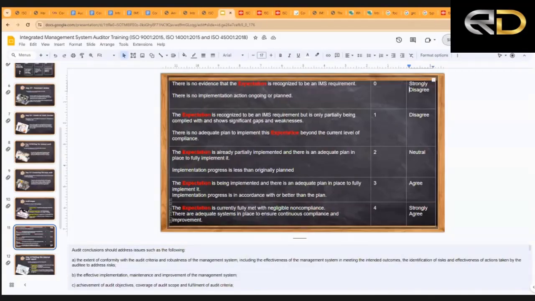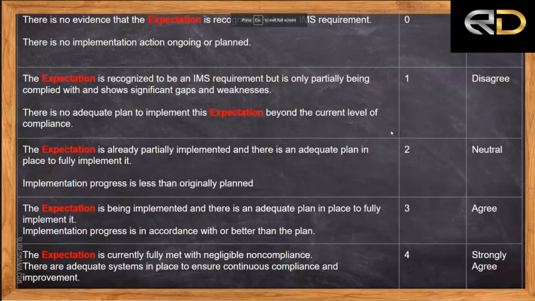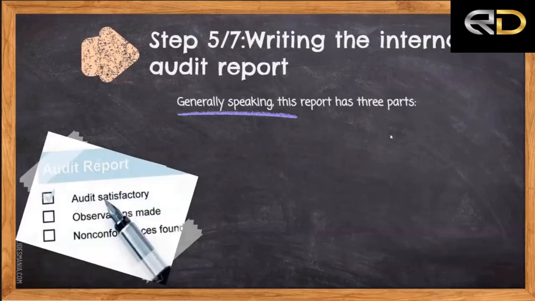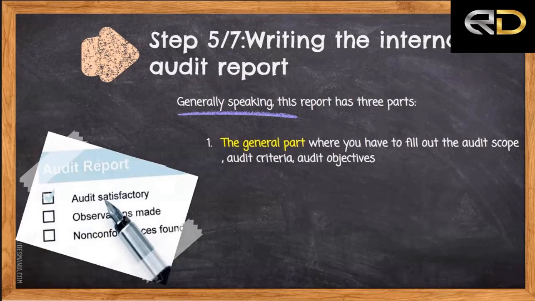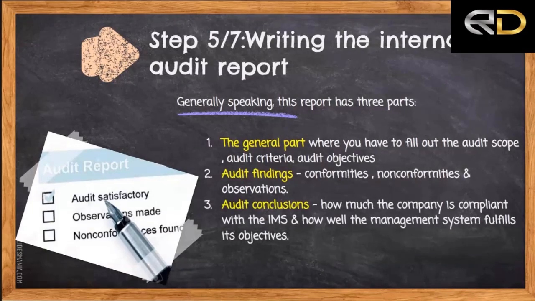Okay, so basically that is what you do when you generate these audit findings. After that, it's now time for you to write your audit report. So your audit report generally should have 3 parts. That means the general part where you have to fill out the audit scope and the audit criteria, and then you have got the audit findings, non-conformities and observations, and then also the audit conclusions, like how much the company is compliant with the IMS and how well the management system fulfills its objectives.